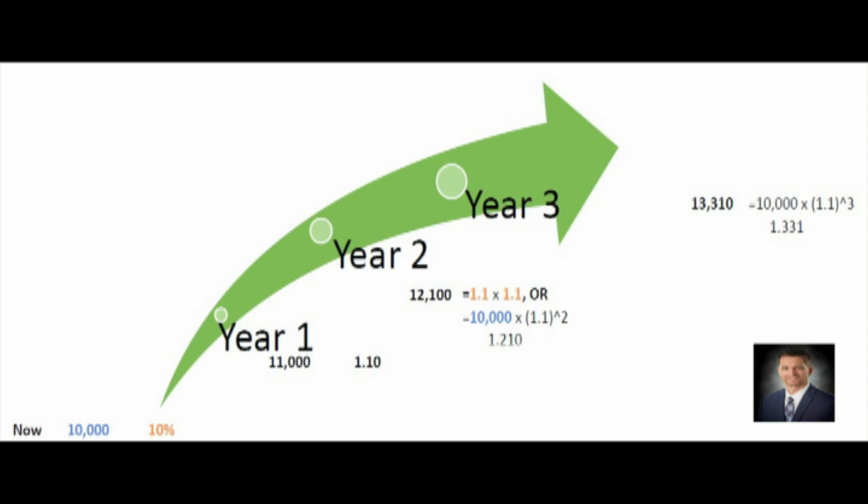We do the same thing for year three. We can take 10,000, do it the long way, just like we did in the previous slide, or take 10,000 times 1.1 raised to the third, which is 1.331, giving us $13,310. So that's pretty intuitive, nothing really new for most people.